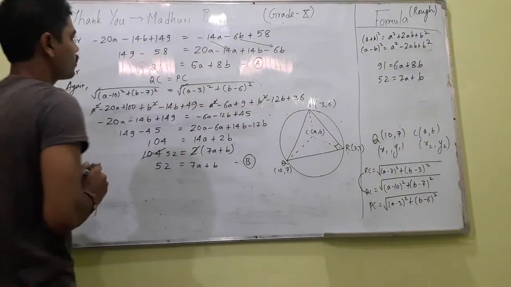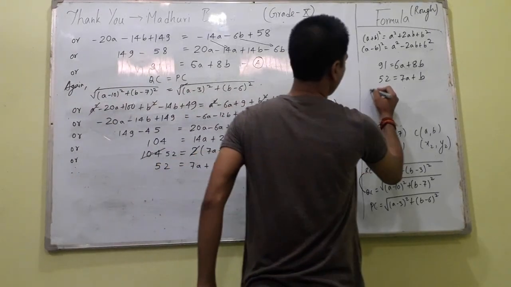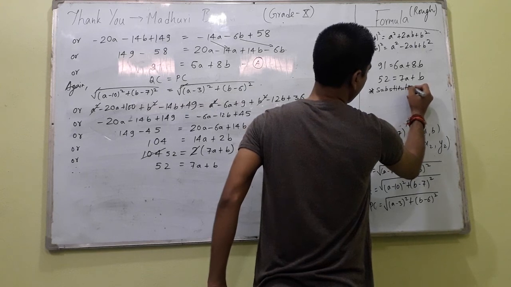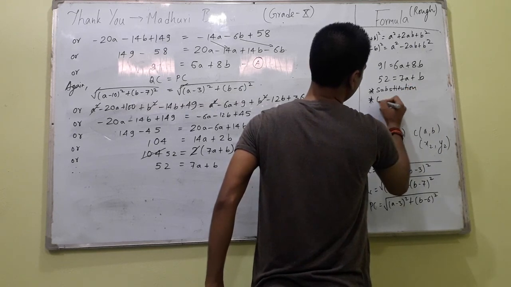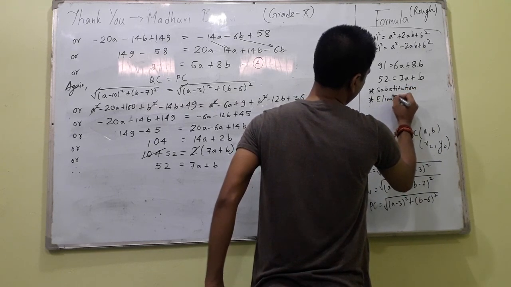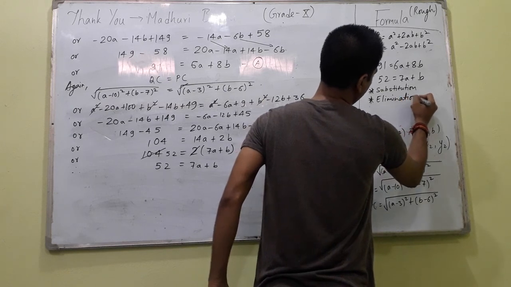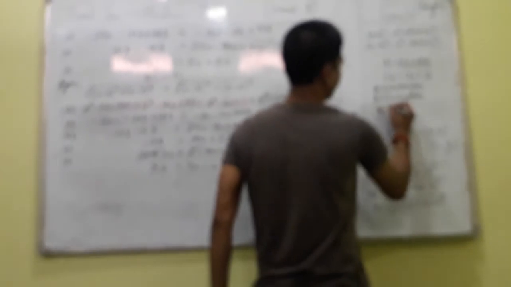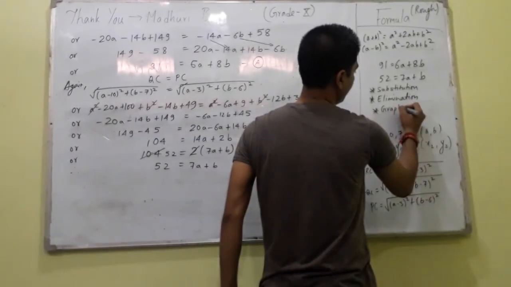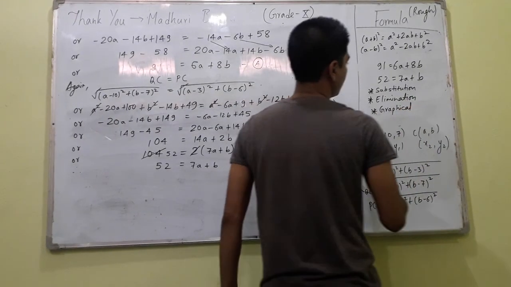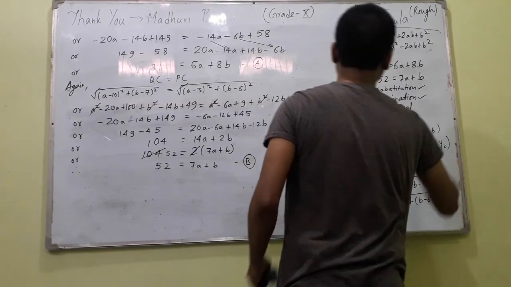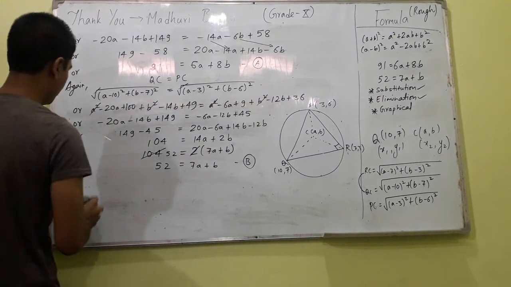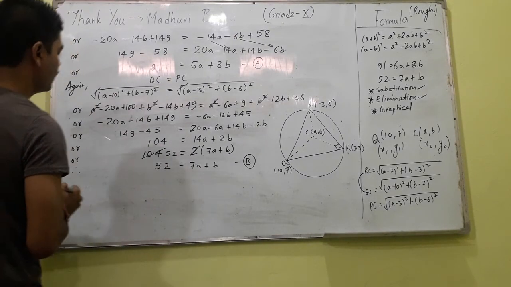There are many methods to solve these linear equations also. One is the substitution method, another is the elimination method. Any one you can use. The third one is graphical. When we do graphical, it will be more lengthy. So we can try either of the two. I find it easier by doing elimination, so I'll do elimination here. Let's see if you can understand that.